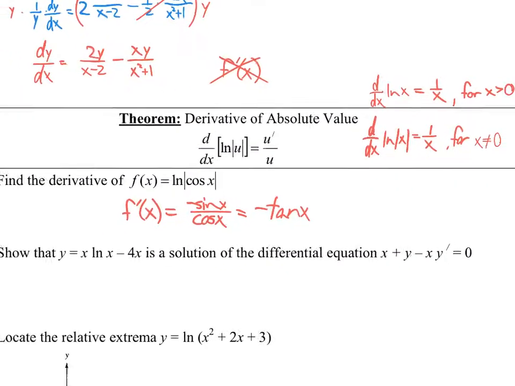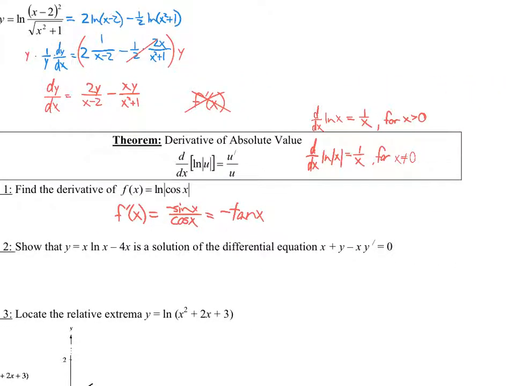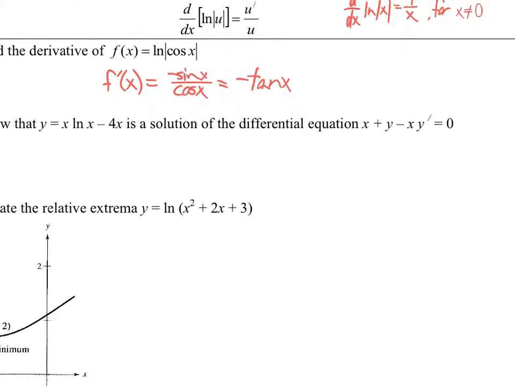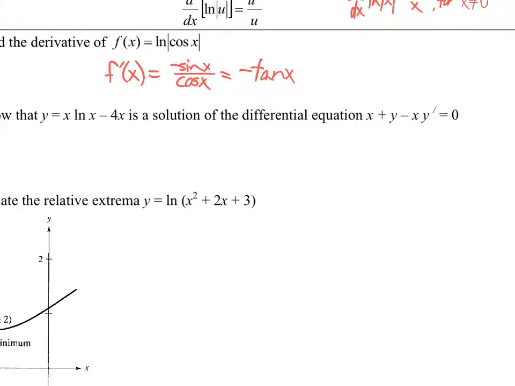All right. Now here's another one. This is a good application and reminder. Show that y equals x times ln of x minus 4 over x is a solution of the differential equation x plus y minus xy prime equals 0. Now, there are a few different ways that you could handle this problem.